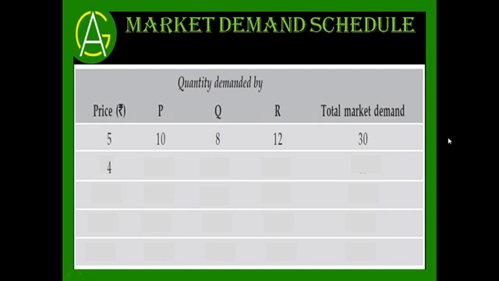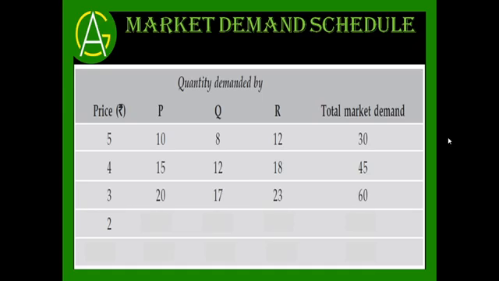At the price of 4 rupees, again when price has reduced, the demand will increase. The person P has demanded 15 units, Q has demanded 12 and R has demanded 18 units. So the total market demand is 45. Again when market price has been reduced to 3 rupees, person P demands 20 units, Q demands 17, R demands 23 units. Total market demand is 60.